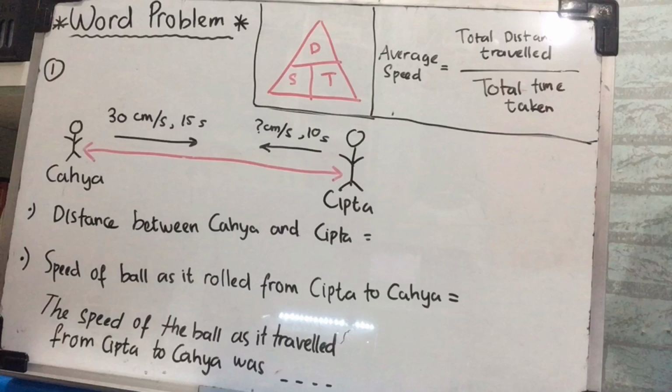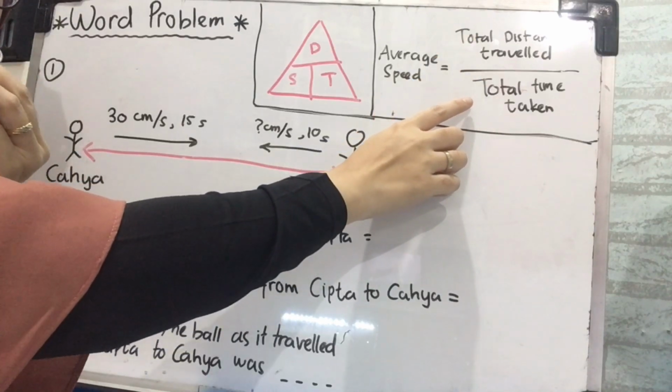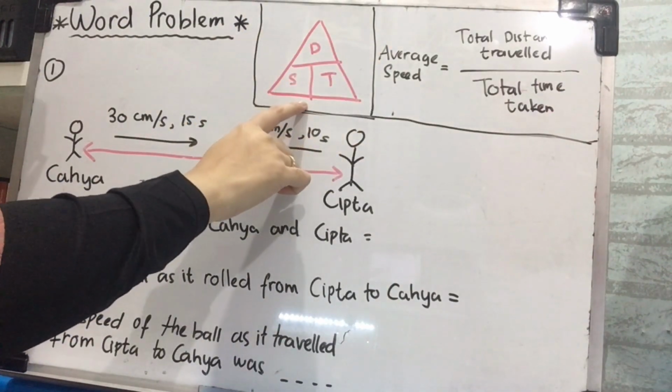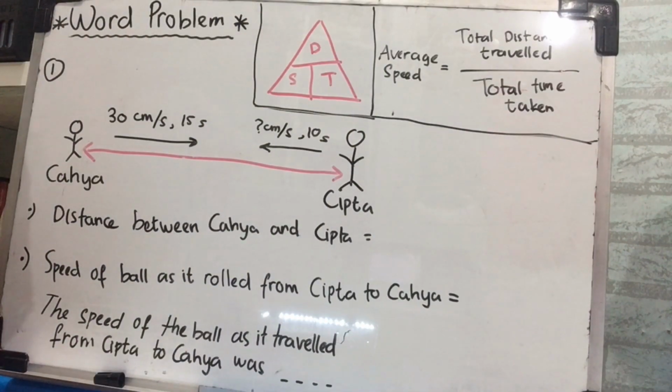Okay, before Miss Desi will explain about the word problem, Miss Desi wants to ask, do you still remember the formula for finding average speed? Yeah, the formula to finding the average speed is the total distance traveled divided by the total time taken. Or we can write into triangle like this: distance, speed, and time. Okay, there are several examples of word problems that you can read in your book. Miss Desi will explain two example problems.